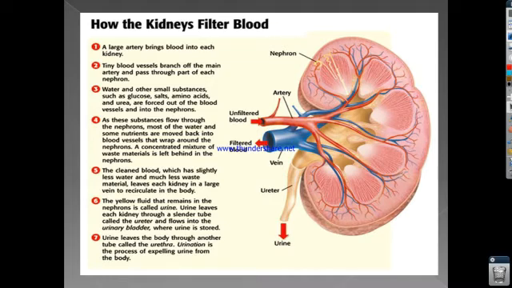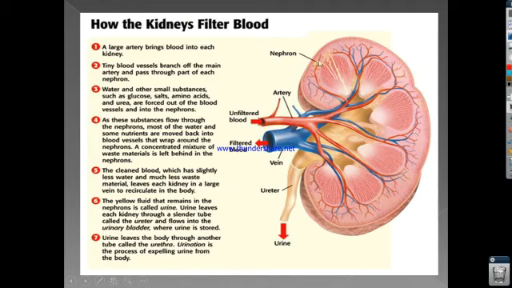How do the kidneys filter blood? A large artery brings the blood to each kidney. This means this blood has wastes. Tiny blood vessels of the main artery pass through part of each nephron. This is a nephron. Tiny blood vessels mean capillaries. Water and other small substances such as glucose, salts, amino acids, and urea are forced out of blood vessels and into the nephron.